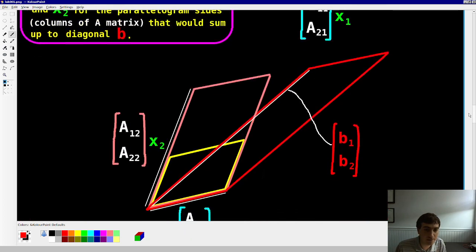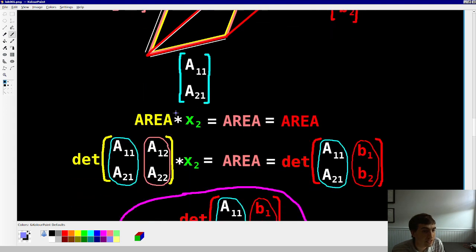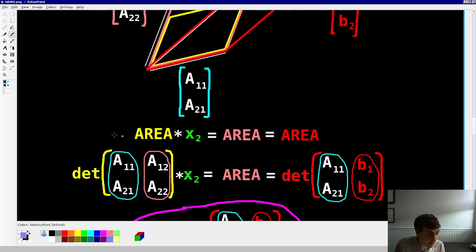And so back down here, you can see the base is the same for both the red and the pink shapes. It's the same value, and the height is the same as well. The height is from here to here, or from here to here, and those are the same value. So the area of red equals the area of pink, and those areas are just x2 times the area of yellow. And so you can basically write those equivalences here. The area of yellow times x2 is the area of the other two each.